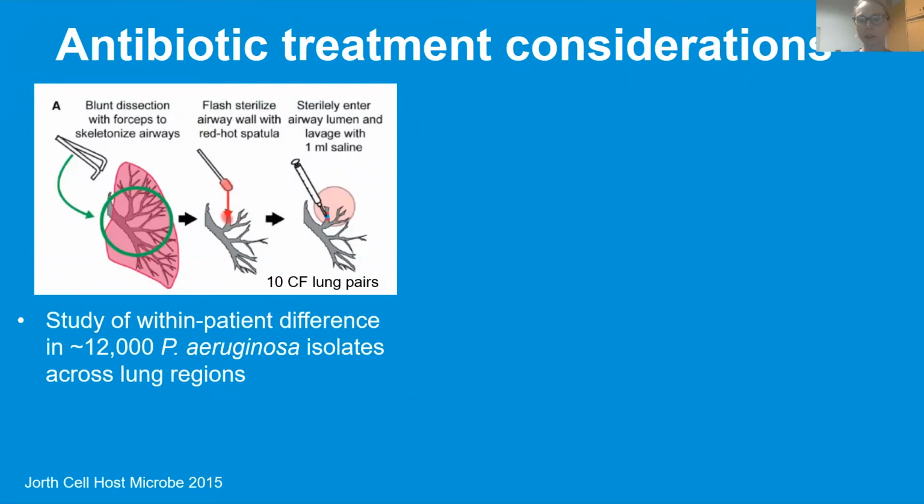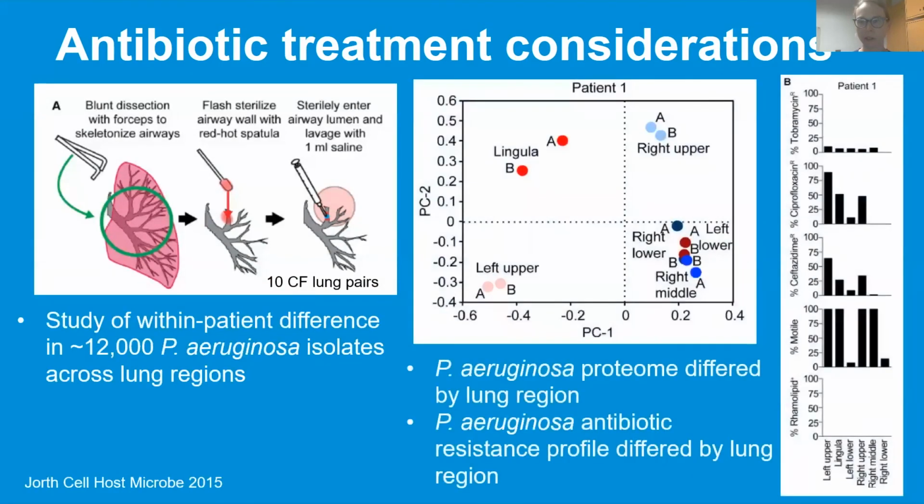However, considerable differences were observed within patients across lung regions, including differences in the Pseudomonas proteome shown here for 1 patient, and within-patient differences in antibiotic resistance profiles across the lung regions. These regional variations in antibiotic resistance clearly complicate effective antibiotic therapy, particularly when an antibiotic decision is made based on limited sampling from the lung regions, such as occurs with a sputum sample.